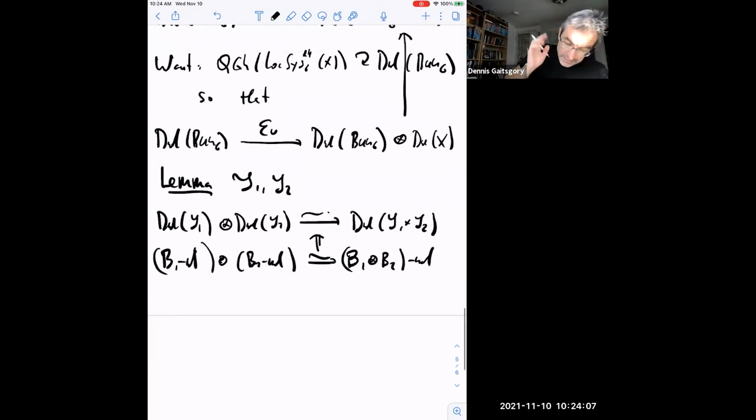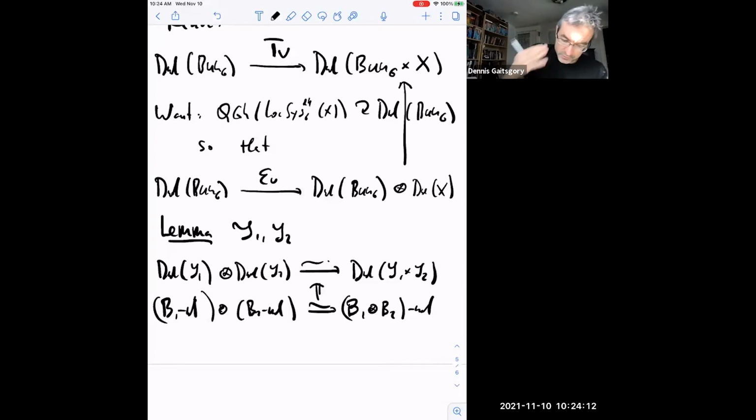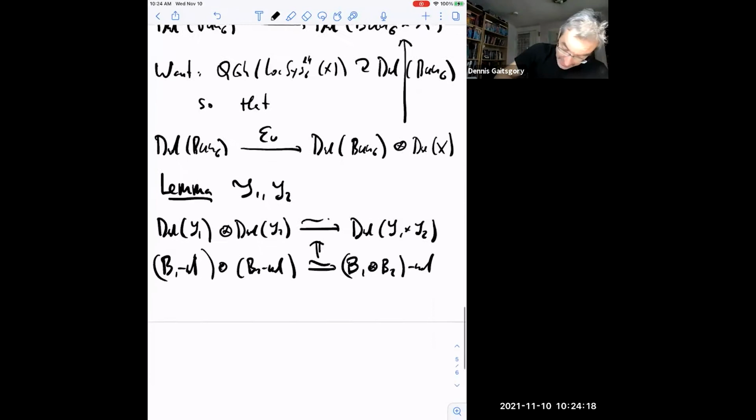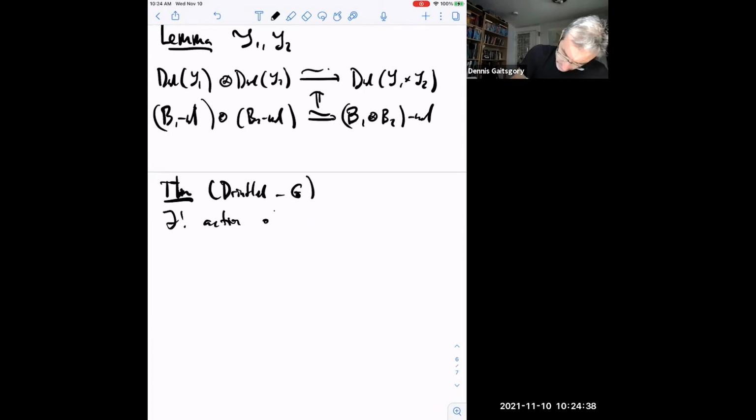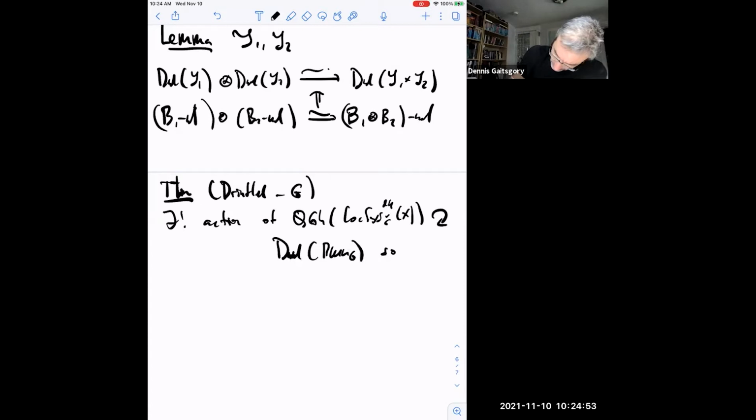So indeed, in the D module context, TV and EV have the same target. Therefore the wish we expressed is well posed. And you can ask if this wish is satisfied, and indeed it is, but it's a pretty hard theorem. It's a theorem of Gaitsgory and myself from ten years ago, which says that indeed we do have such an action. There exists a unique action of quasi-coherent sheaves on the stack of local systems on D modules on Bun_G, so that TV acts as EV.